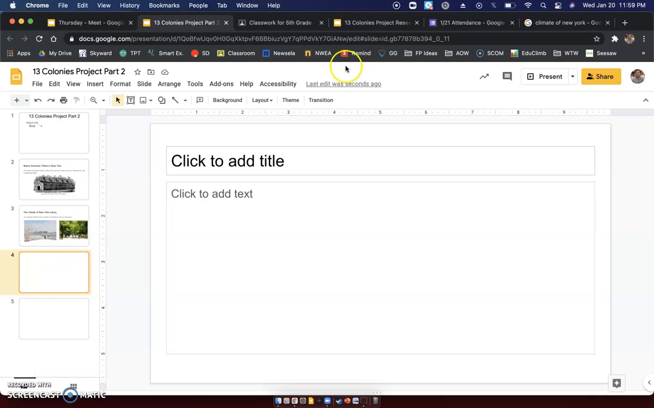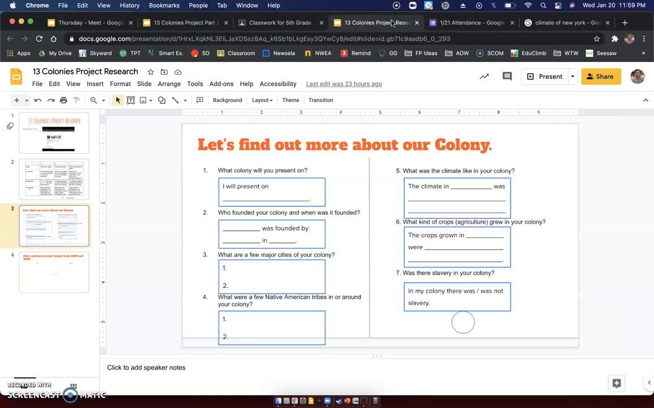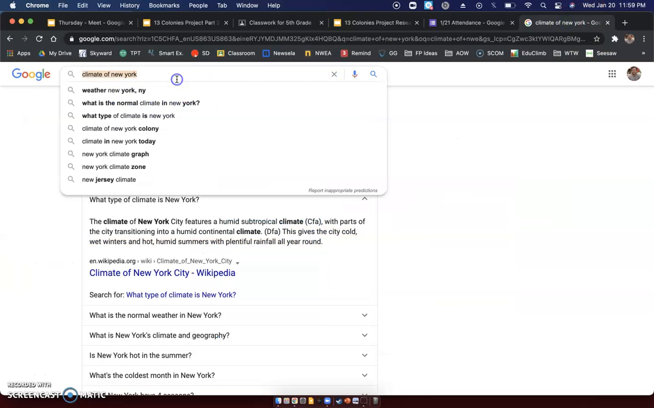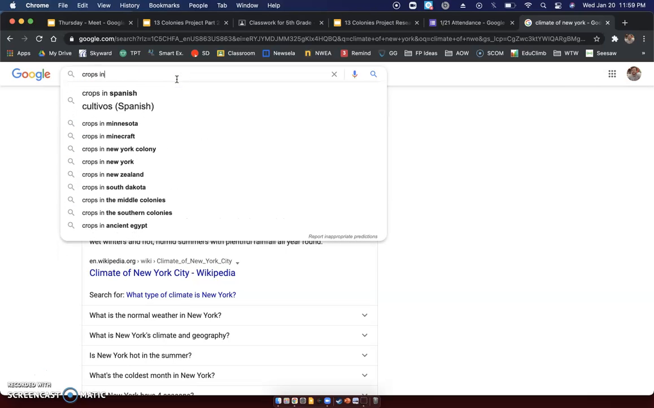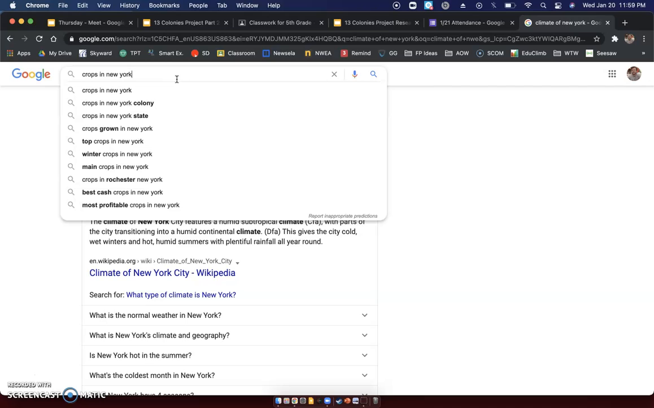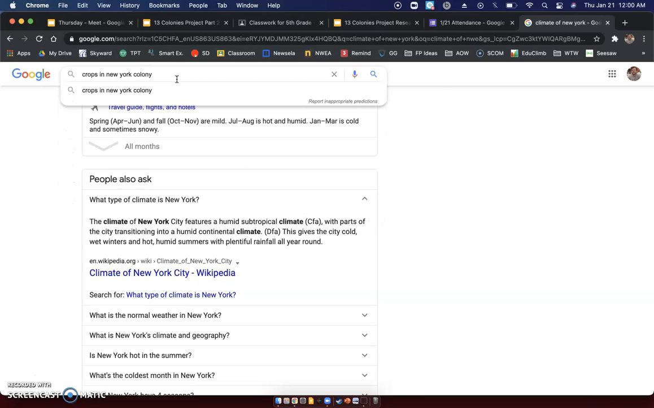Okay. Now, number 4 for today, but this is actually slide number 6 of our entire project. What kind of crops grew in your colony? Okay, so it's going to be something to look up here. Crops in New York colony.